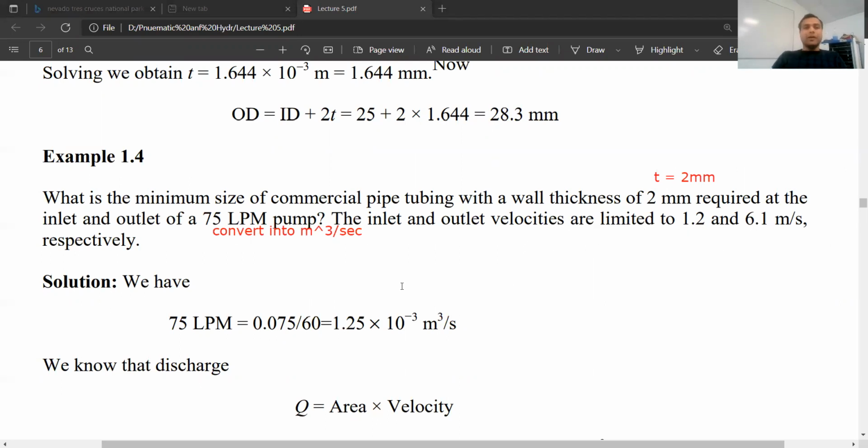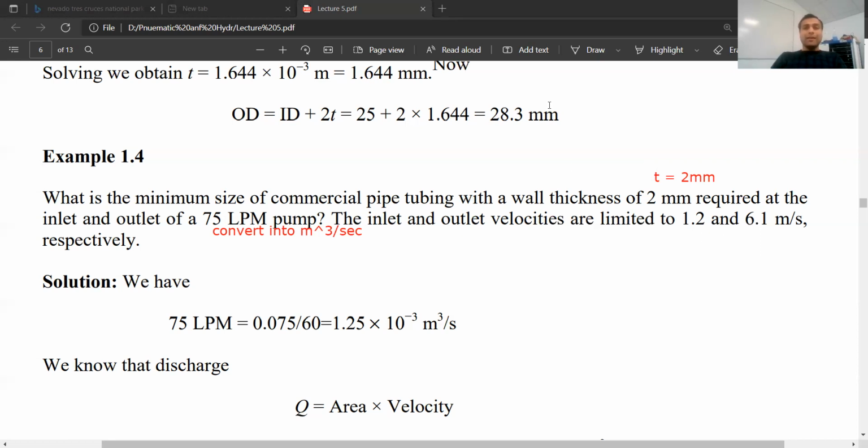Now you need to find the minimum size of the pipe tubing. The wall thickness is given as 2 millimeter, and the flow is 75 liters per minute. First thing you need to do is convert that liters per minute into meter cube per second. So you need to divide this 75 by 1000. That will convert into meter cube. Then divide the answer by 60. That will convert into meter cube per second.